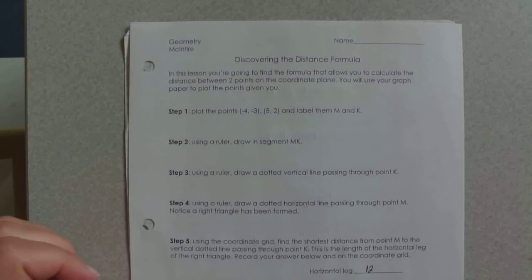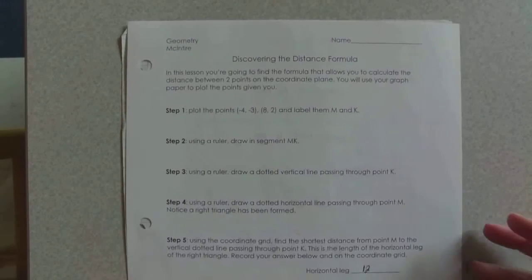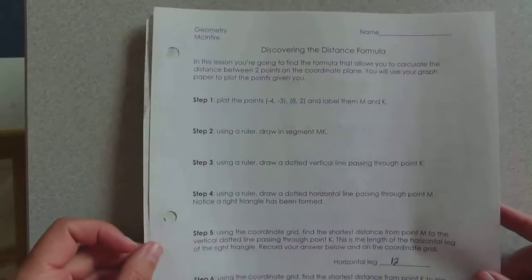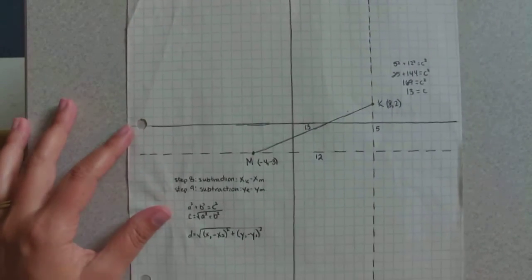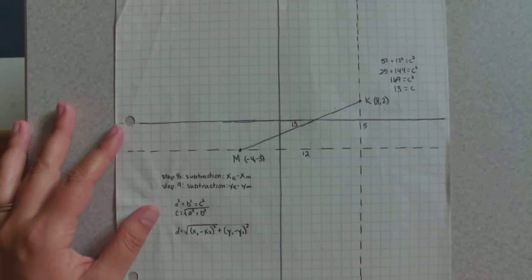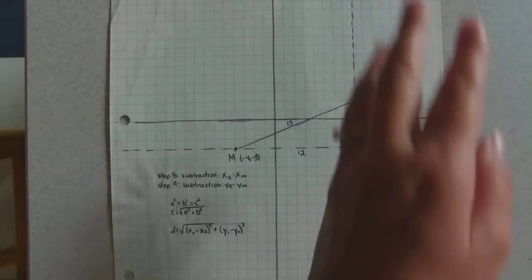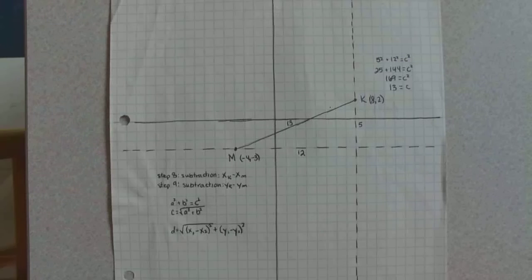Okay, so I just want to make a video going over the Discovering the Distance Formula worksheet. Once you follow your steps and draw your picture, it should be about what it looks like if you follow everything correctly. You have your 2 lines, you have your 2 points.